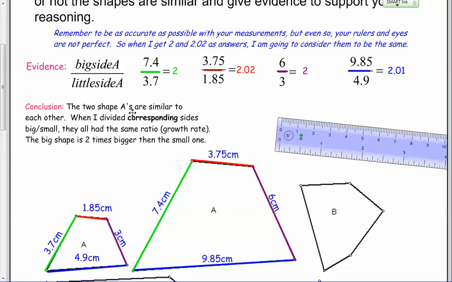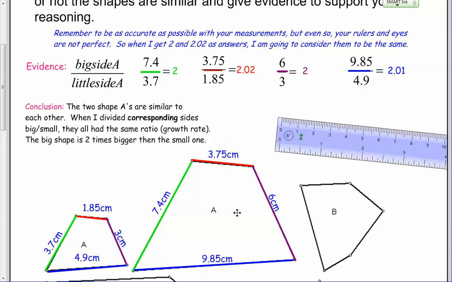The two shape A's, big shape A and little shape A, are similar to each other. When I divided the corresponding sides, big divided by small, they all had the same ratio or growth rate. So my final conclusion: the big shape is 2 times bigger than the small one.